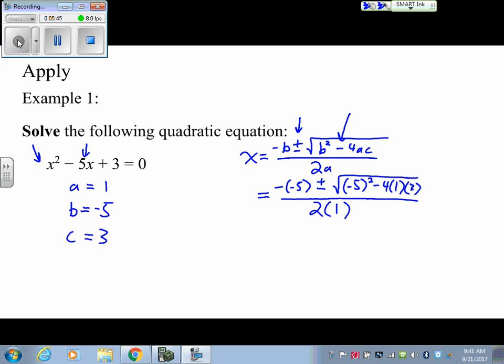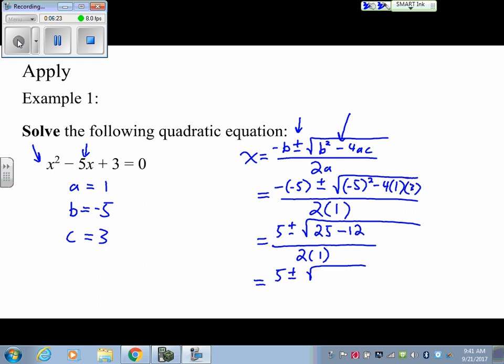All right. So a -5, as we said, becomes just 5. Then I have plus or minus, and we're going to see if we can simplify some of this inside the radical, or the square root here. -5 times -5 becomes 25. And then I have -4 times 1, which is just 4, times 3, which gives me 12. So minus 12 going on here. And all of that is over 2 times 1. So I can keep simplifying. I have 5 plus or minus the square root of 25 minus 12, which is 13, all over 2.